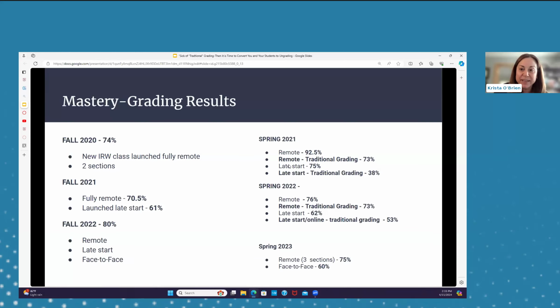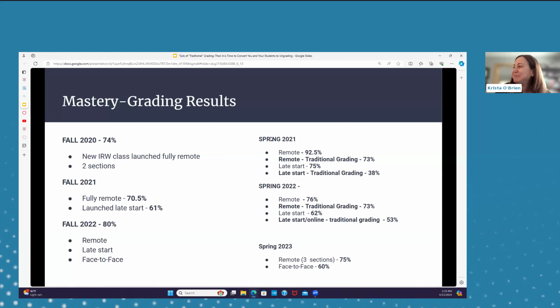And the big thing we saw was in our late start, our students who did mastery-based grading, their success rate was 75% compared to the late start traditional grading, which was 38%. So that was a huge difference. So as you can see, it has fluctuated a little bit. Our school looks more at our spring data. I don't know why, but they do.